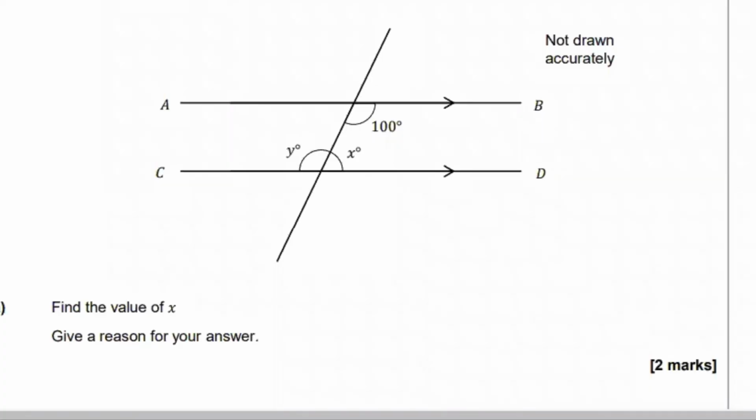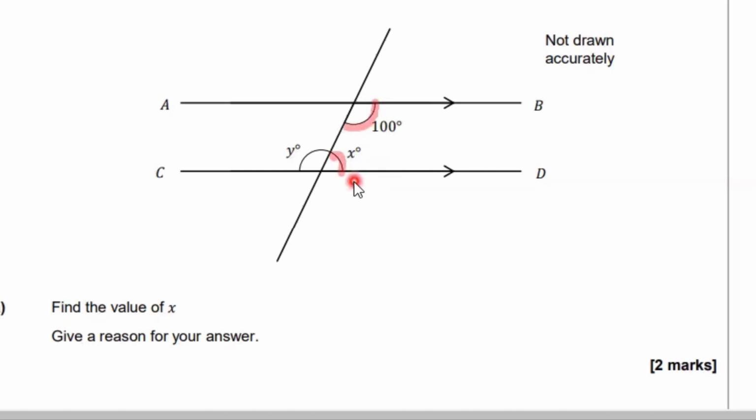Let's have a look at some questions involving different angle properties. So in this case, they've told us that the diagram below shows us line AB and CD, which are parallel to each other. And the first question is asking us to find the value of x and give a reason for our answer. Now, looking at the diagram, I can say that the angle that they've marked 100, along with our angle x, these are co-interior angles.